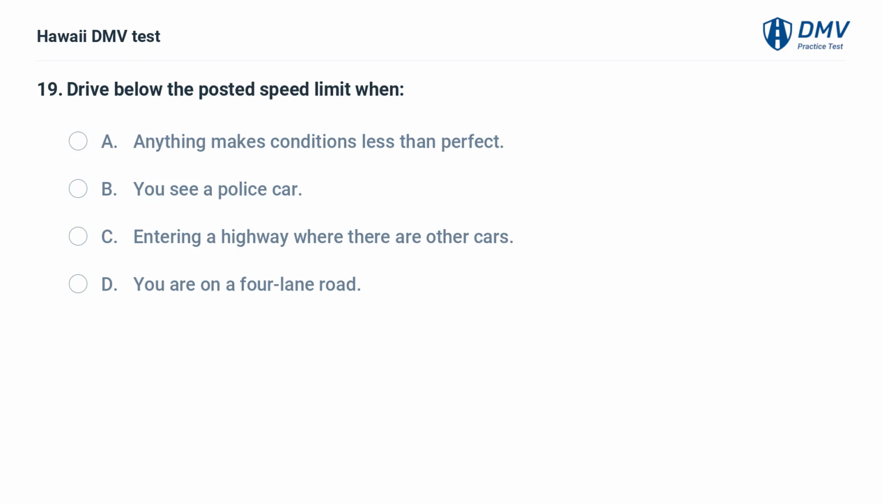Drive below the posted speed limit when: A. Anything makes conditions less than perfect. B. You see a police car. C. Entering a highway where there are other cars. D. You are on a 4-lane road.